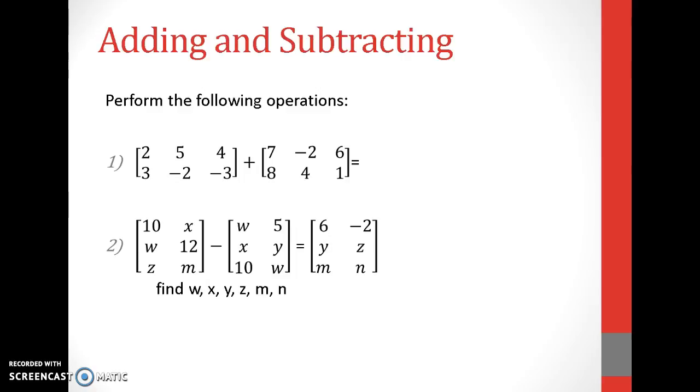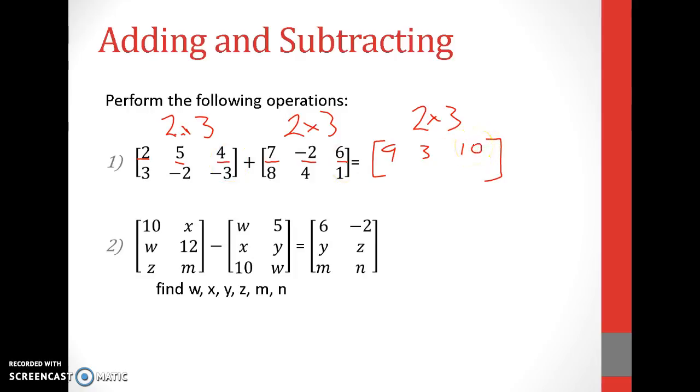For example, here in example 1, we start with a 2 by 3 matrix, and we have another 2 by 3 matrix. We're going to take each individual element in its place and add it with the corresponding place in the other matrix. So we are going to end up with another 2 by 3 matrix. Here we have 2 and 7, which add up to 9, and that's the first row and the first column. If I stay in the first row but move to the second column, I have 5 plus negative 2, which is 3. Then I have 4 plus 6, which is 10.